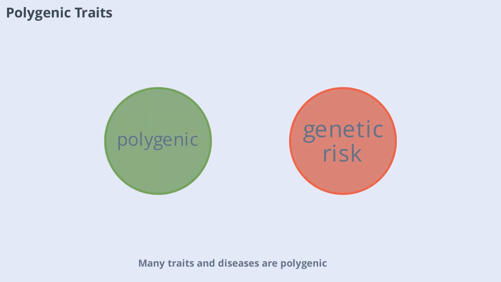Many traits and diseases are polygenic, meaning they are influenced by many genetic variants, each with a small effect. GWAS has been instrumental in revealing the polygenic nature of traits like height, intelligence, and risk for common diseases. By aggregating the effects of many variants, researchers can estimate an individual's genetic risk or predisposition for certain traits.